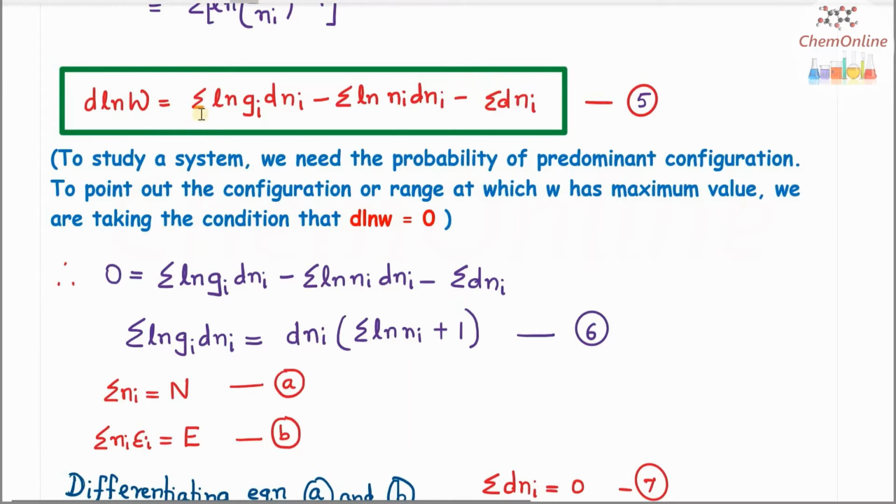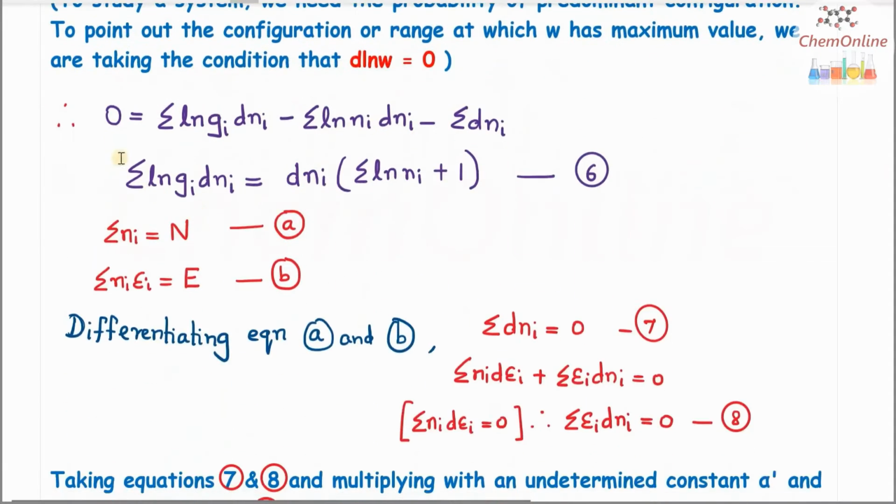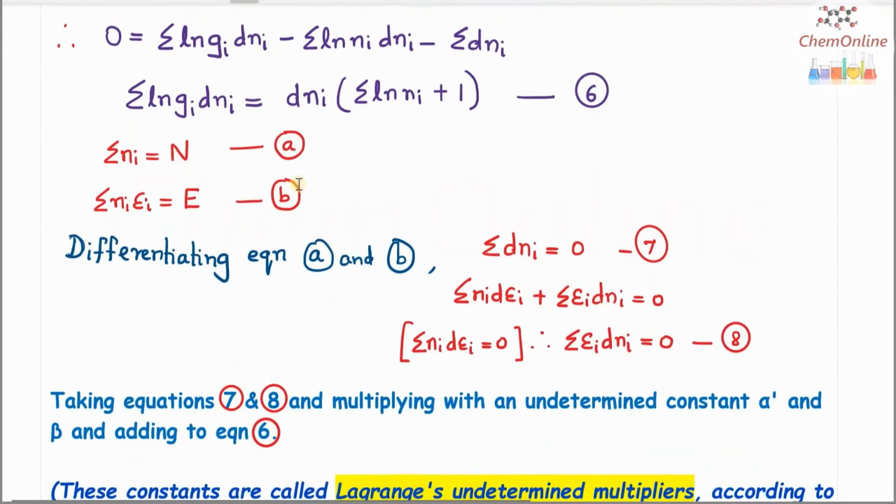So in equation 5, put these terms equal to 0. That is d log W equals 0. So you can write 0 equals summation log Gi dni minus summation log ni dni minus summation dni. Or summation log Gi dni equals dni into summation log ni plus 1. Equation 6. Now again consider summation ni equals capital N. Let this be equation A.